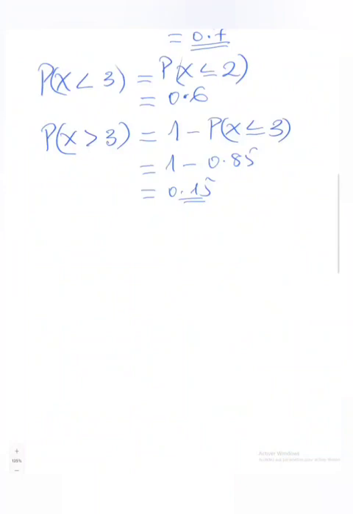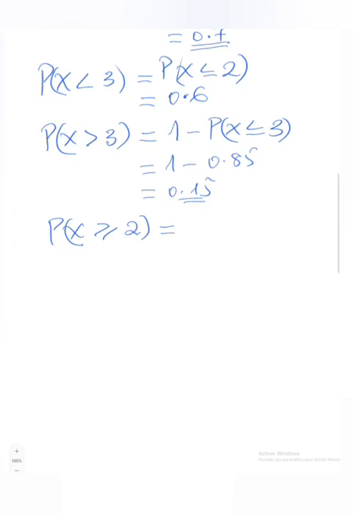In the case where we have P of x greater than or equal to 2, the table only has probability values that are cumulative. That means that they have the less than or equal to sign.